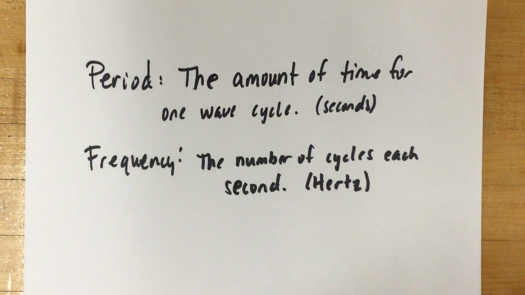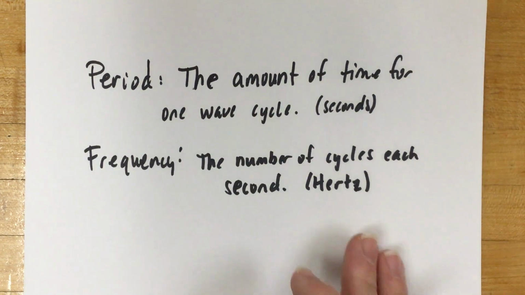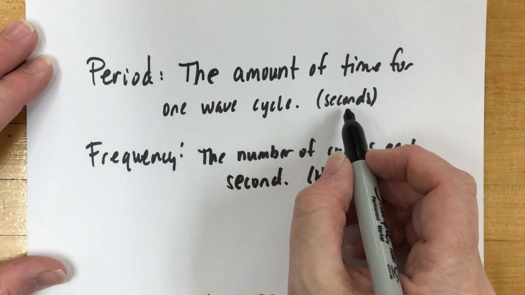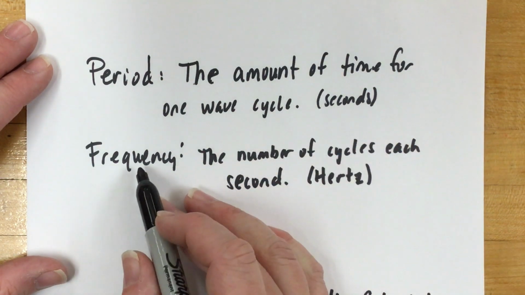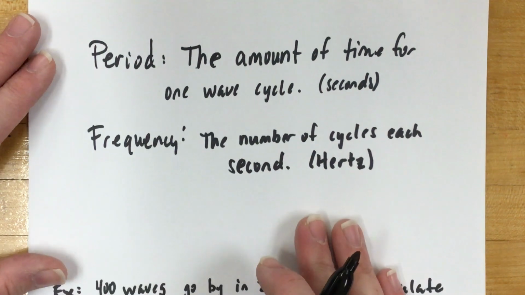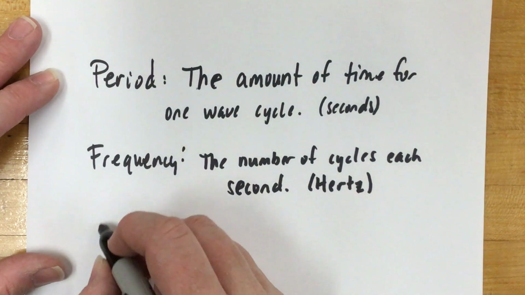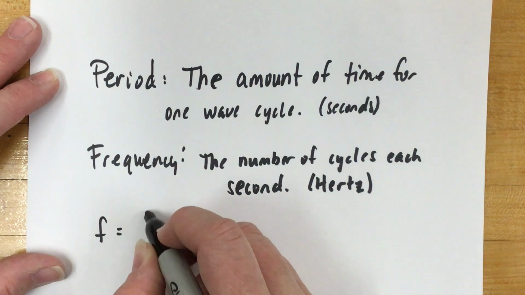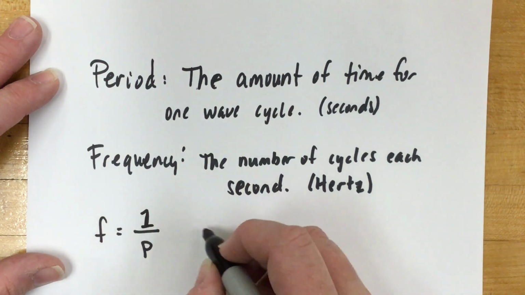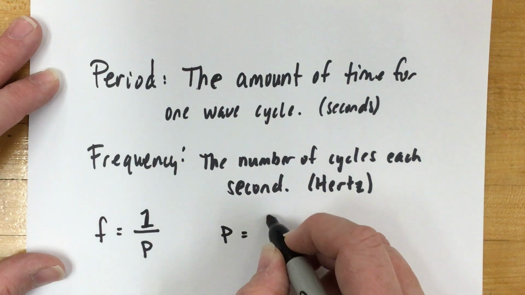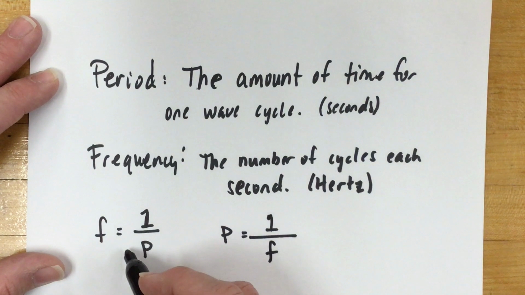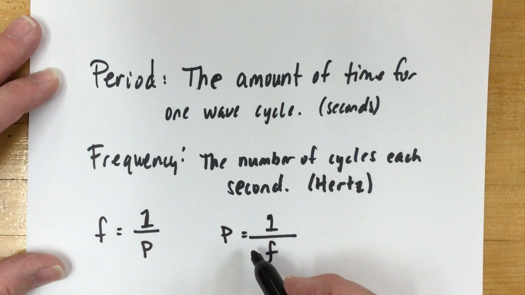When we're talking about period and frequency, period is the amount of time for one wave cycle, and we measure that in seconds. And frequency is the number of cycles we have each second. And so because of this relationship, we have that our frequency is equal to 1 divided by the period, and the period equals 1 divided by the frequency. So they are both the inverse of each other every time.